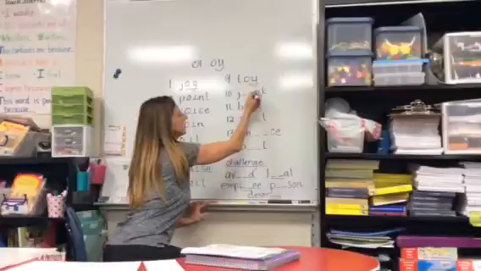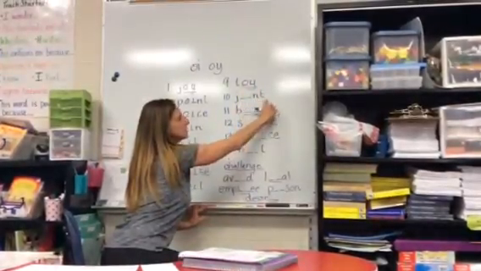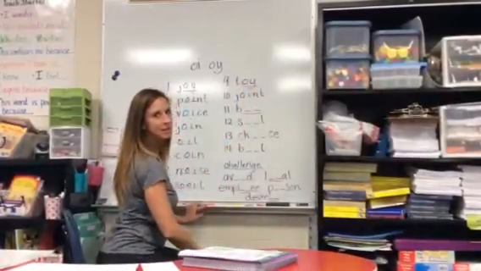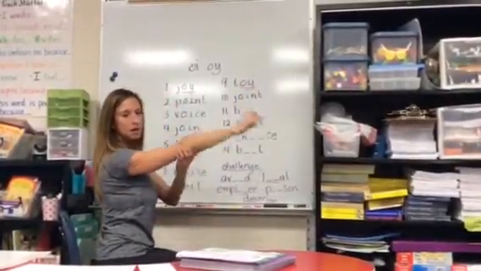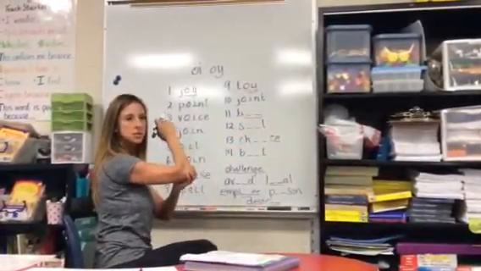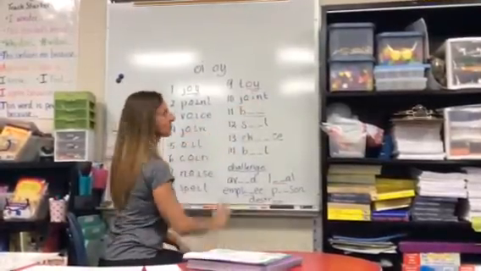Okay, number 10, we have joint. We put that all together and we get joint. Joints are where our elbows come together, our knees, that's the joints of our bones. So that's the type of joint we're talking about.